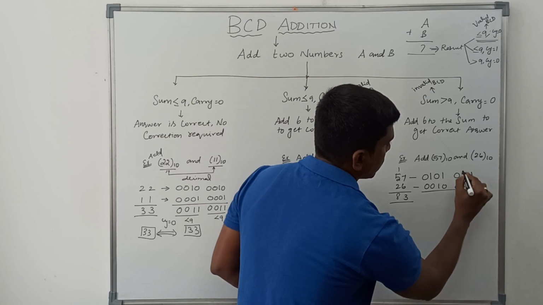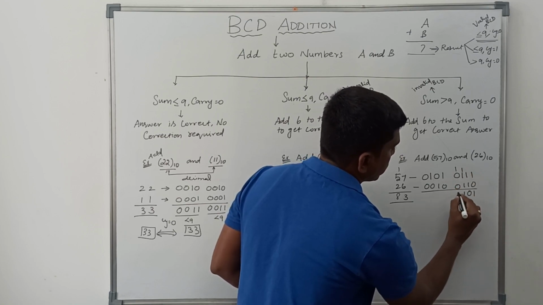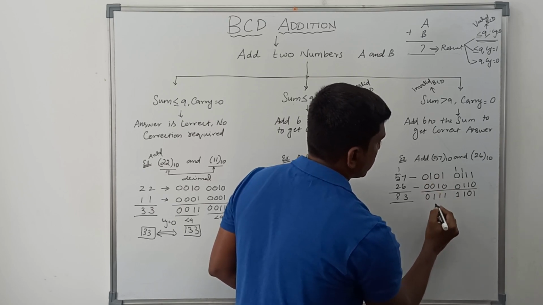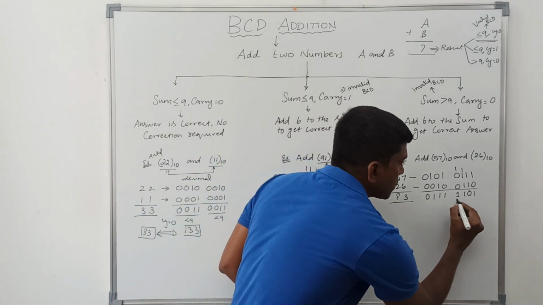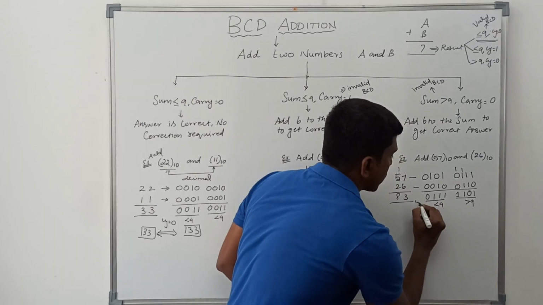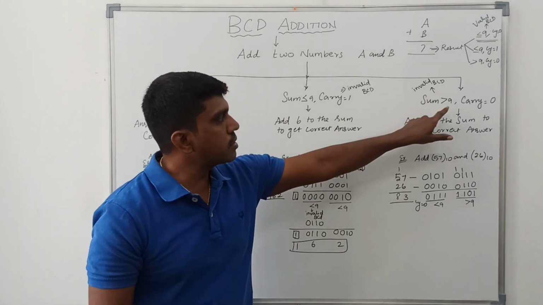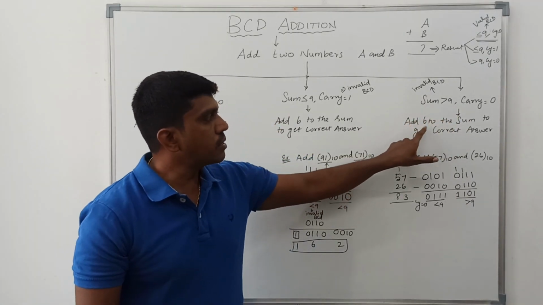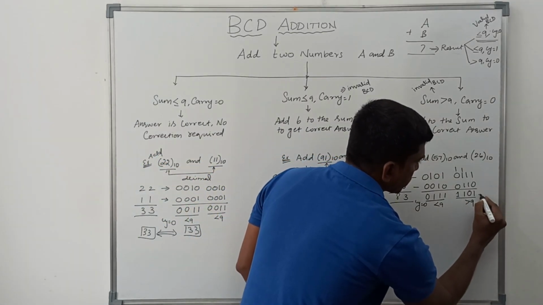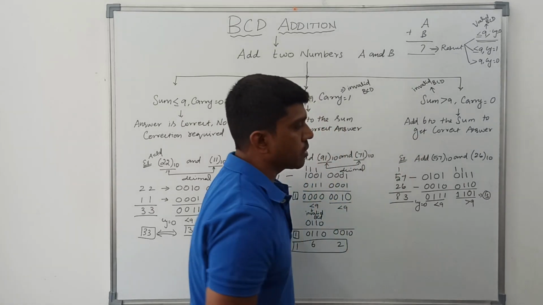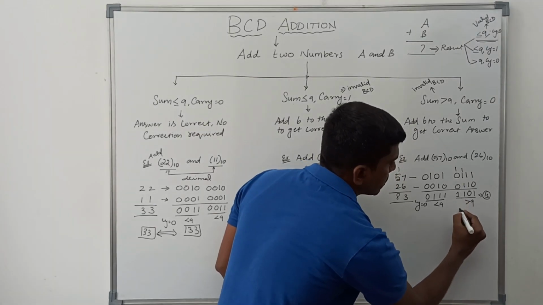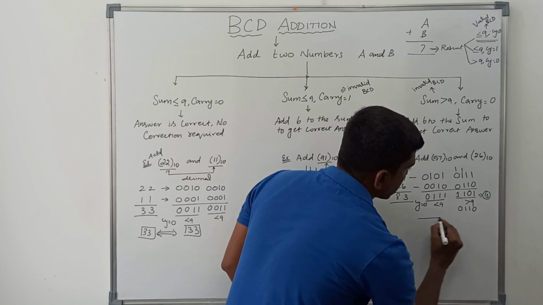1 plus 0 is 1, 0 plus 1 is 1, and so on. In this case, the lower 4-bit value is greater than 9, the upper 4-bit value is less than 9, and carry is equal to 0. So the sum is greater than 9, carry value equal to 0, so add 6 to the sum to get the correct answer. It's 13, and 13 is greater than 9. It's an invalid BCD number. If you want to convert this invalid BCD number to a valid BCD number, you just add 6 here.